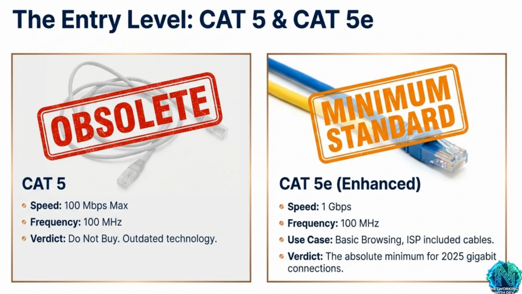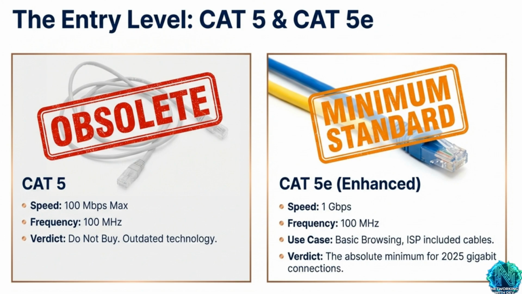Let's start at the very beginning of the Ethernet family tree with the entry-level cables, Cat 5 and Cat 5e. If you find a cable labeled simply as Cat 5 in your storage bin, my best advice is to recycle it. With a maximum speed of just 100 megabits per second, it is officially obsolete. In today's world of high-speed streaming and large file transfers, it's a major bottleneck.